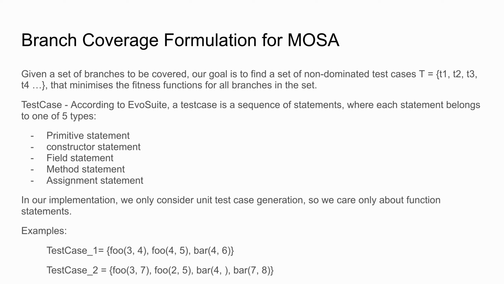Test case. According to EvoSuite, a test case is a sequence of statements where each statement belongs to one of 5 types: primitive, constructor, field, method, and assignment. In our implementation, we will only consider unit test case generation, so we care only about function statements, whose counterpart is method statement, and not class structural testing. For a test case, we have the following examples. In a given file, if we have 2 functions, which are foo and bar, test case 1 consists of 2 function calls to foo and 1 function call to bar, and test case 2 consists of 2 function calls to foo and 2 function calls to bar.